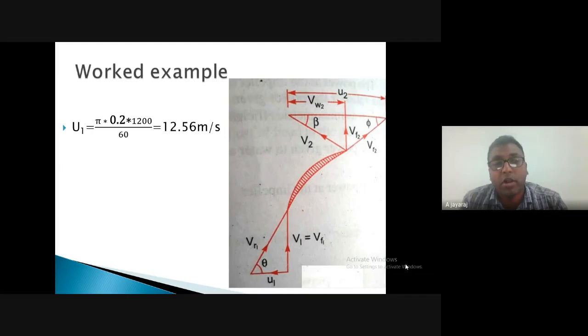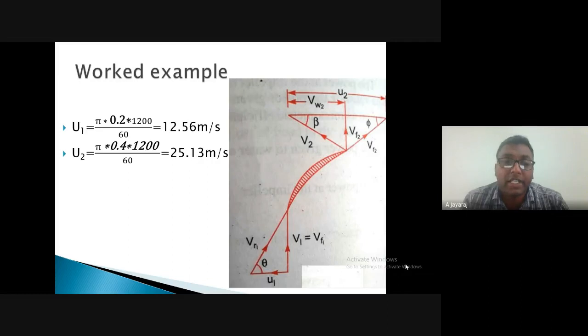So d1 was 0.2 meters. The speed of the impeller was 1200 rpm. After calculation we are obtaining U1 as 12.56 meters per second. The formula for U2 is pi d2 n divided by 60. d2 was given in the problem, it is 0.4 meters, multiplied by the revolution 1200 rpm, which will give us the speed U2 at the exit as 25.13 meters per second.